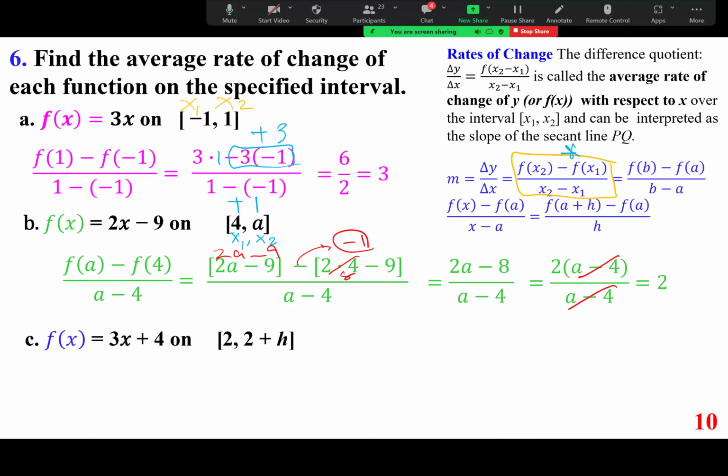f of x is 3x plus 4. We're going to go from 2 to 2 plus h, so we are going to plug in 2 plus h. f of 2 plus h minus f of 2 over 2 plus h minus 2. So f of 2 plus h means 3 times 2 plus h plus 4, minus f of 2, which means 3 times 2 plus 4, and the bottom is simply h.